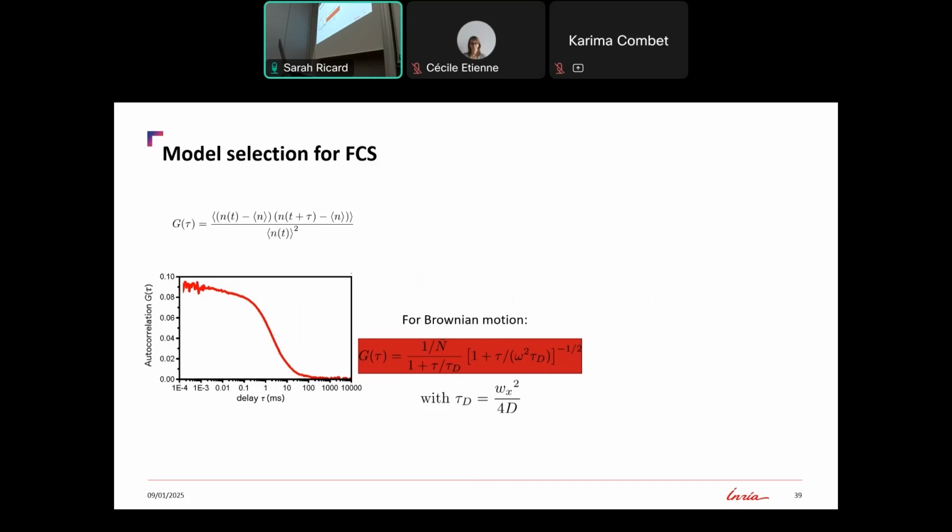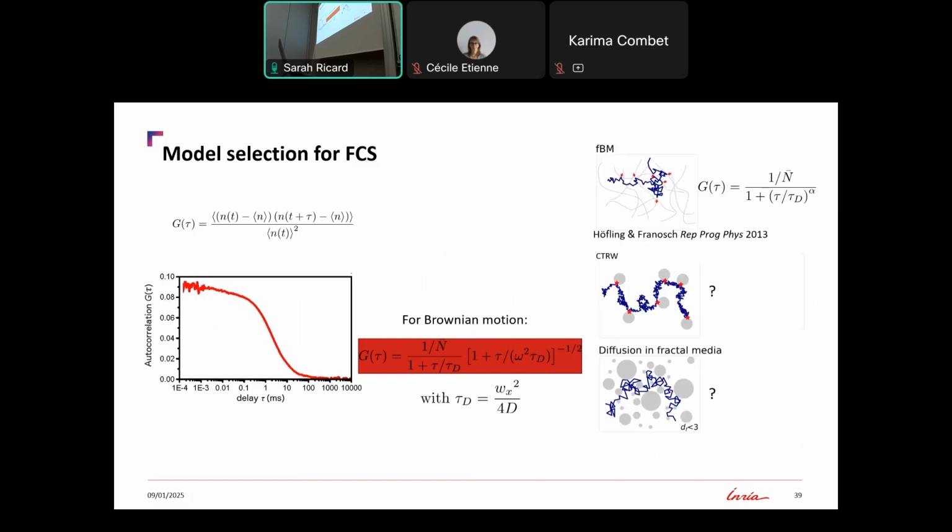But this works for Brownian motion, and this also works for FBM. For FBM, we also have an analytical expression of the autocorrelation function. It's the same as for Brownian motion, except that you add a power of alpha here. But it's the same kind of stuff. But for CTRW, we have no analytical expression. For diffusion in fractal media, neither.